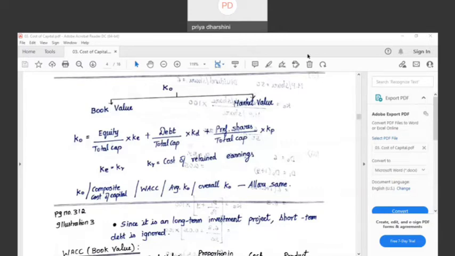Okay. So now coming to overall cost of capital. How do you find the overall cost of capital, which is otherwise called weighted average cost of capital, composite cost of capital, K naught.